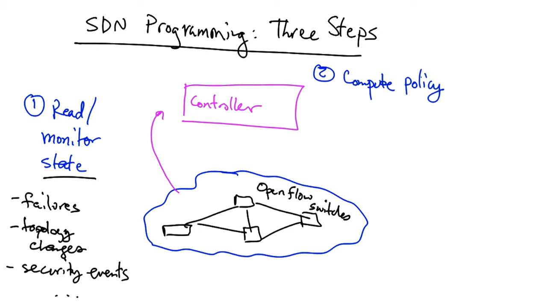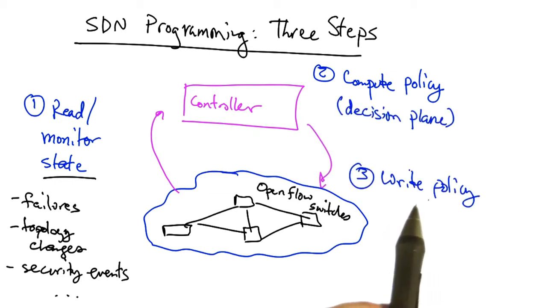The second step is to compute the policy based on the state that the controller sees from the network. This is effectively what we talked about last time as the role of the decision plane in deciding what the forwarding behavior of the network should be in response to various states that it reads from the network switches.